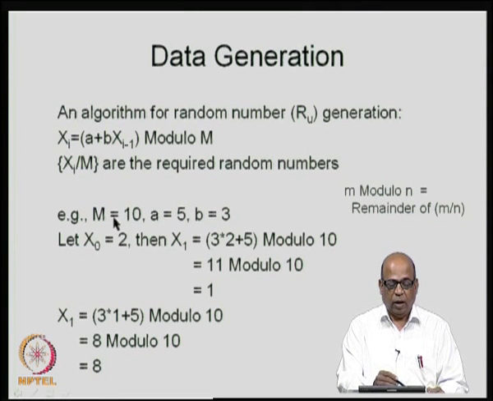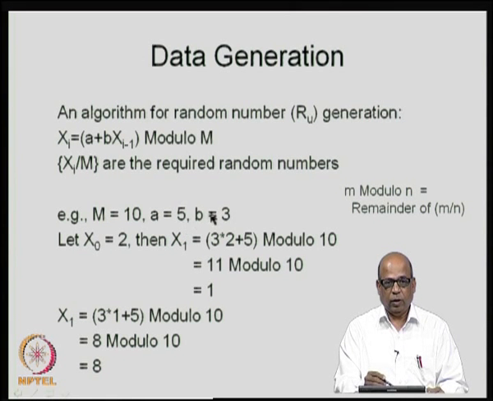So, m is equal to 10, a is equal to 5, b is equal to 3. These are the constants that you use in this algorithm. Let us say we start with x 0 is equal to 2, then x i is equal to (a plus b x i) modulo 10, that is 11 modulo 10. You divide 11 by 10, the result is 1.